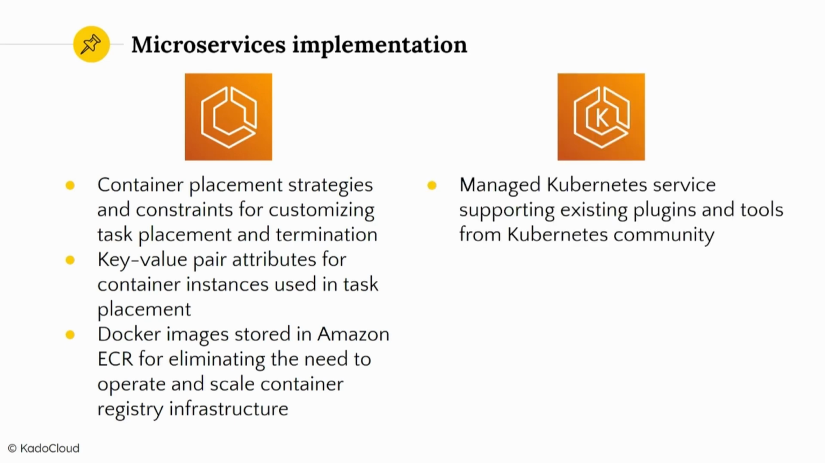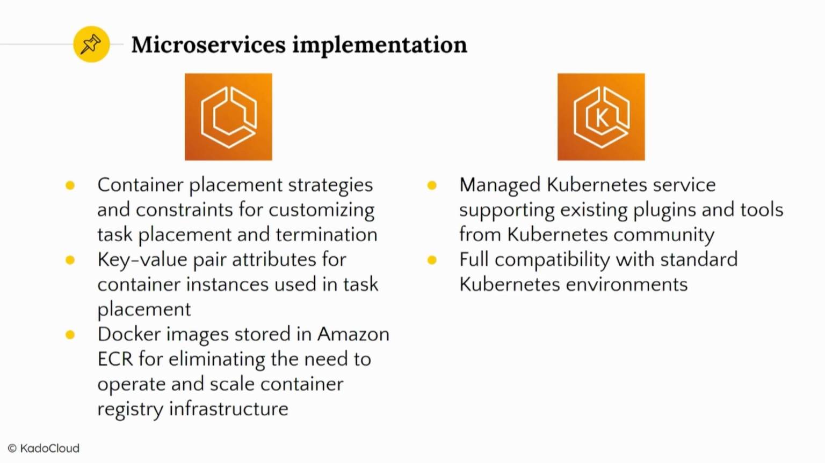Amazon EKS is a managed Kubernetes service that allows you to use existing plugins and tools from the Kubernetes community since it runs the latest versions of open-source Kubernetes software. It ensures that the applications running on Amazon EKS are fully compatible with standard Kubernetes environments, regardless of whether they are running in public clouds or on-premises data centers.